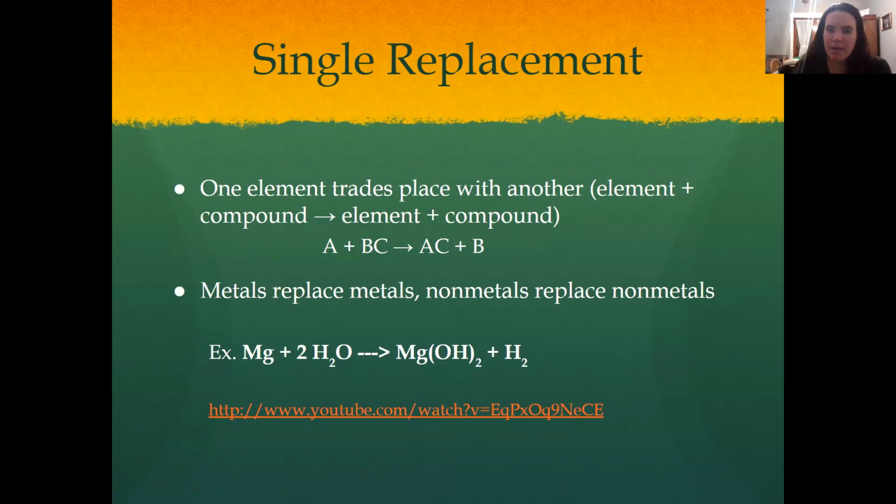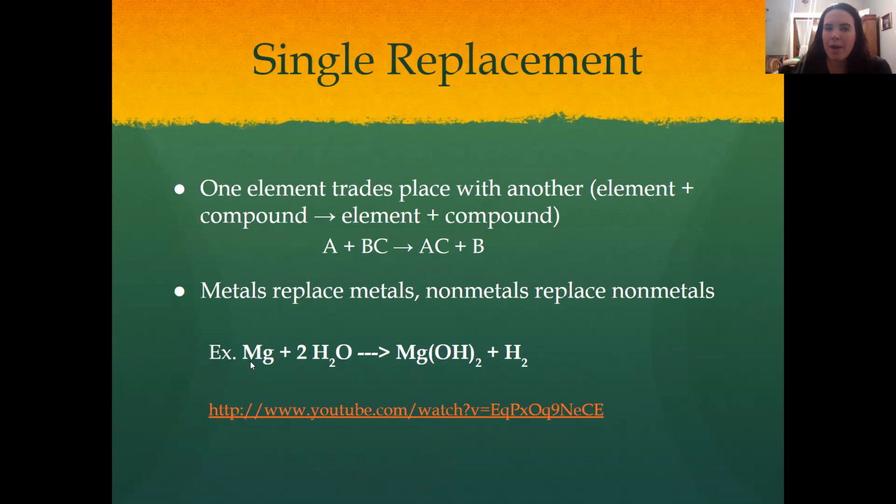All right, next one is single replacement. So this one, we're going to have an element combined with a compound, and it's going to kick out one of the elements from the compound. So we get a different compound where A has replaced B, and that other element gets kicked out. So this one, when we see the equation, it's going to be element plus compound goes to element plus compound.